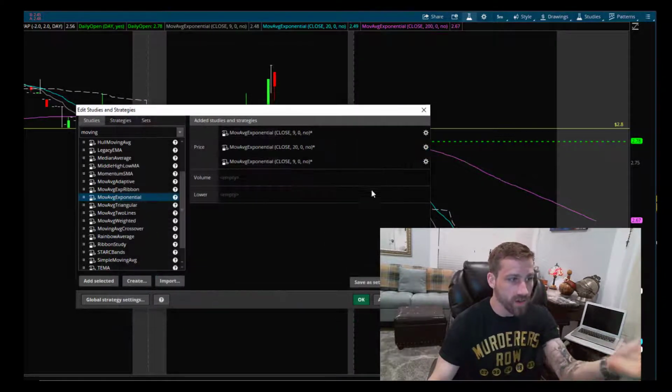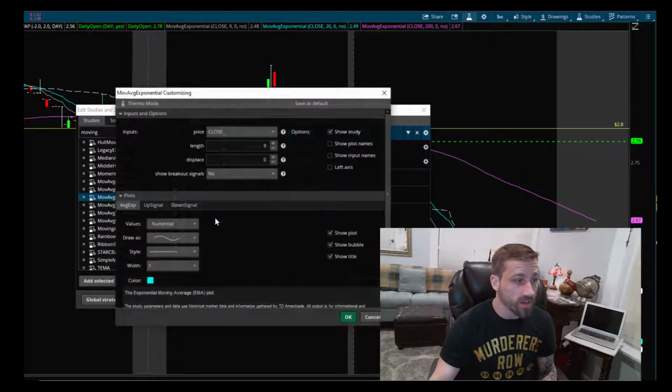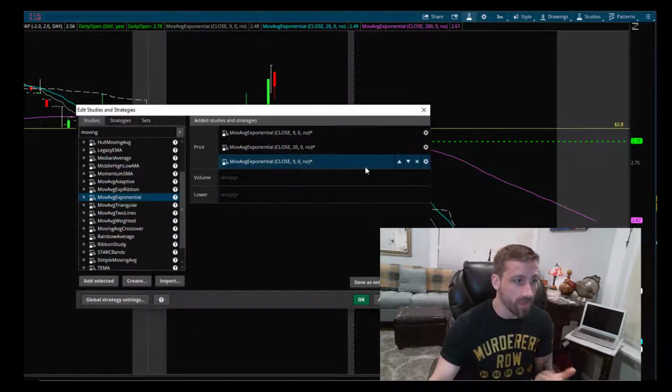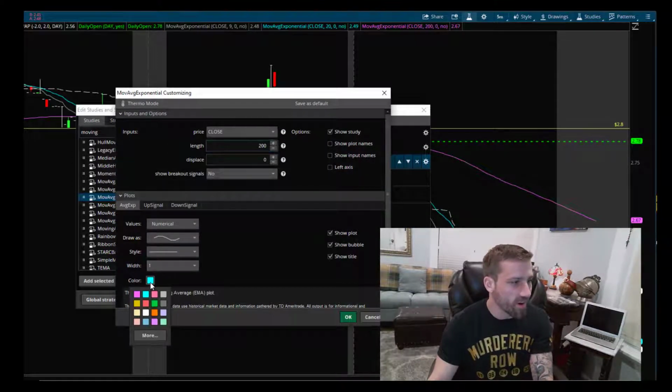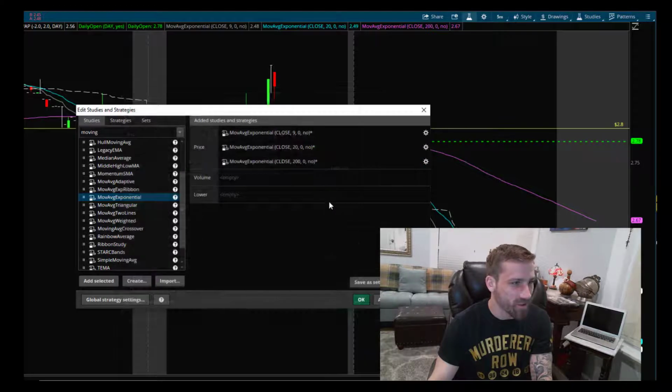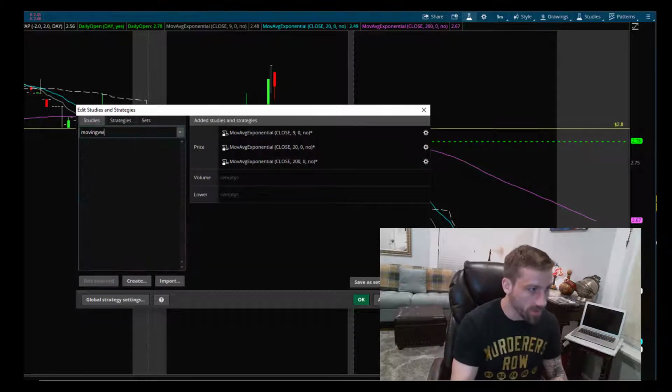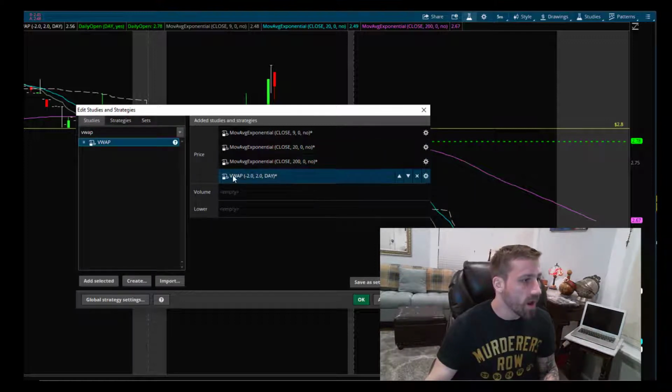So now that's a 20 exponential moving average. And you could change the colors as well. So I'll make this a gray one since the 9 exponential moving average is gray on my other chart. And then this will be my 200, and that'll be the hot pink that it is on my other chart. And we could even throw VWAP in there. All you have to do is type it in, and it'll pull it up for you.